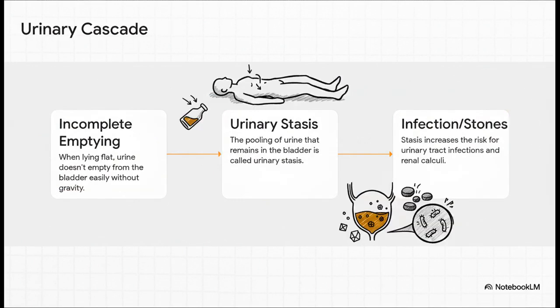And the urinary system, believe it or not, it all comes down to gravity. We need gravity to help our bladder and kidneys drain completely. When a patient is lying down, the bladder doesn't quite empty all the way. That leftover urine just sits there. That's urinary stasis. And it becomes a perfect breeding ground for bacteria, leading to UTIs. Plus, the minerals in that stagnant urine can start to form crystals, which can turn into painful kidney stones.